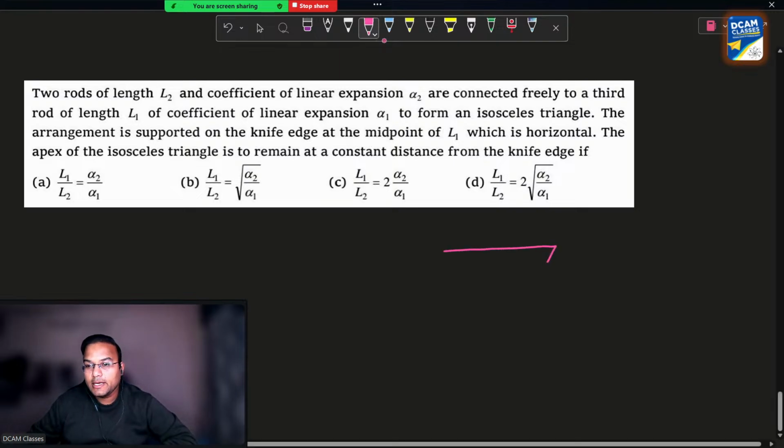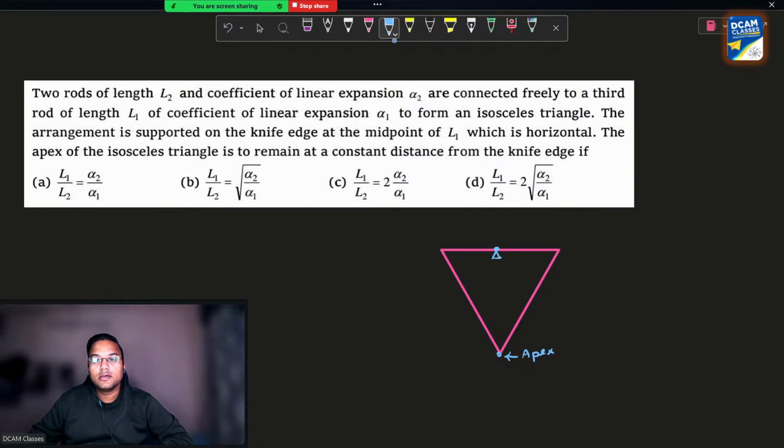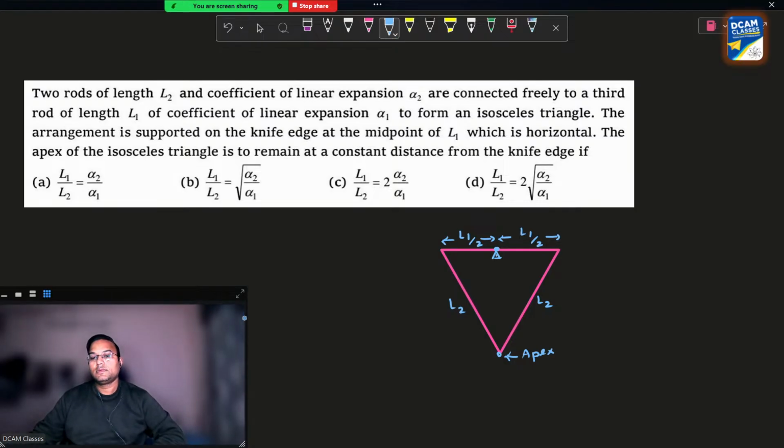If I draw the triangle in this way, this is our triangle, and your knife edge is here. It is supported here, and this is your apex. Understood? This length is L2, this length is also L2, and the whole length is L1. So this will be L1 by 2, and this also will be L1 by 2. This is your knife edge.